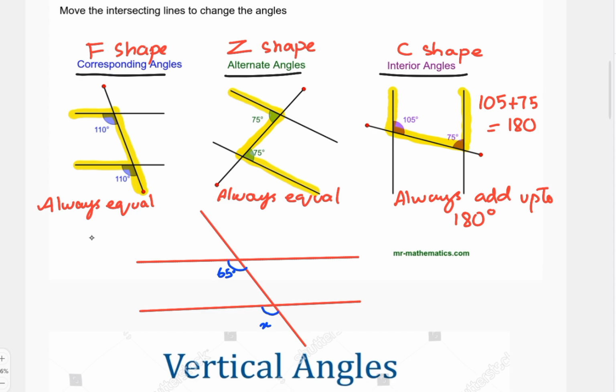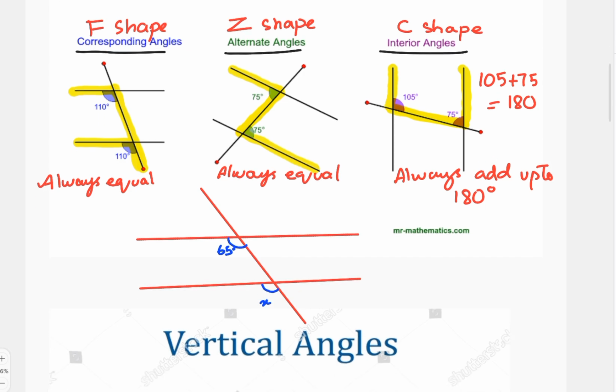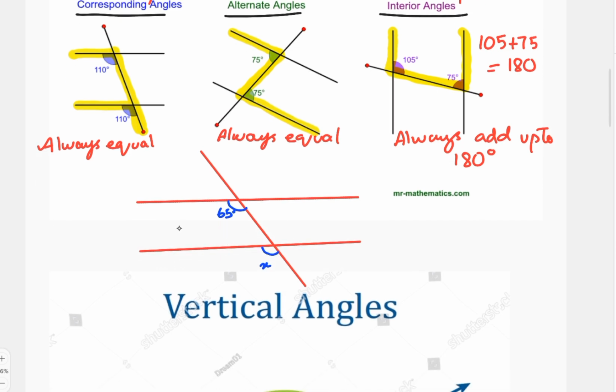F shape always equal, we call them corresponding. Z shape always equal, we call them alternate angles. The C shape always add up to 180 and we call them interior angles. If this is clear, let's move on to this one right here, the example that I've drawn.